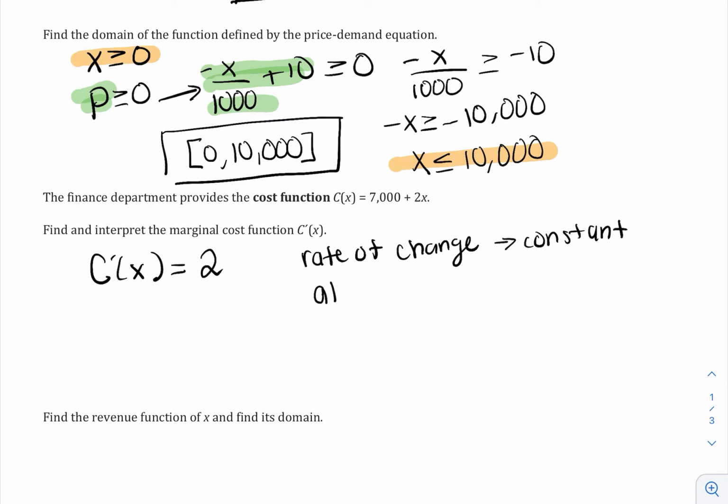Okay, it always increases by $2. So every time you make a new unit, it's going to cost you $2 more. So that's what that means, all right? The 7,000 is actually what is called the fixed cost. So 7,000 is fixed cost. That could be like the rent of the warehouse where you make the headphones or the salary of a manager, okay? So those are fixed costs, but every time you make a new headphone, it costs you $2 more.